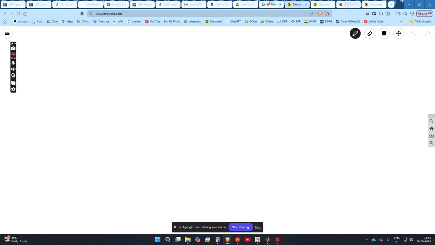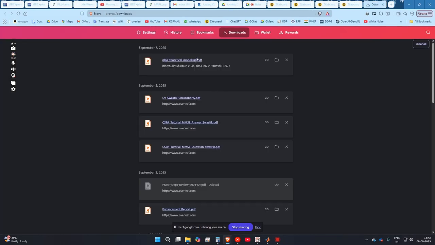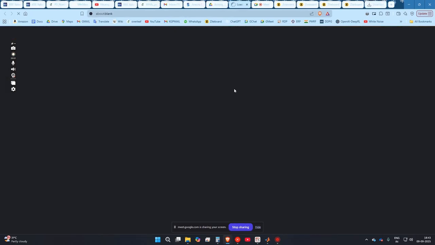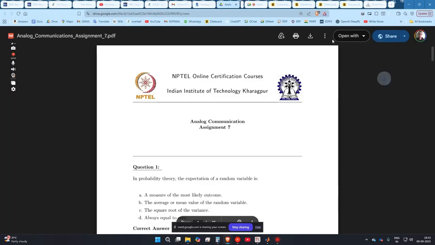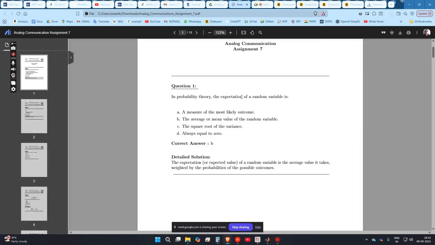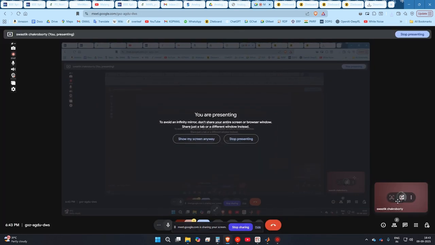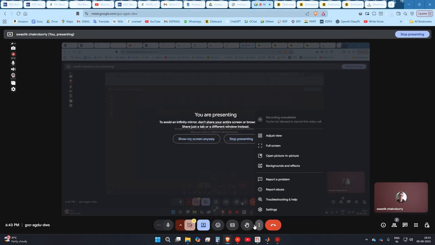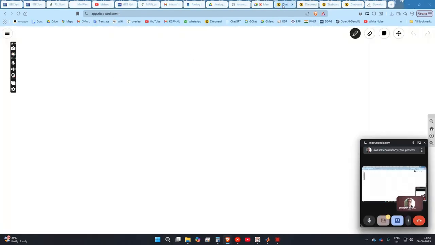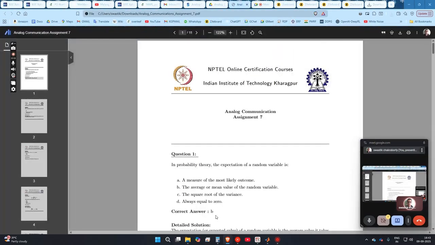So we will take the first question. In probability theory, the expectation of a random variable is a measure of the most likely outcome, the average or mean outcome of the random variable, the square root of the variance, or is it always equal to zero?